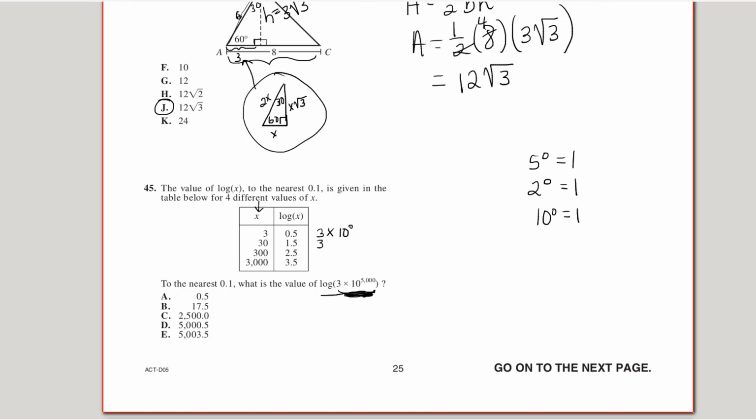I can rewrite 30 as 3 times 10 to the first, rewrite 300 as 3 times 10 squared, 3,000 as 3 times 10 to the third. Do we see a pattern yet? Well, if you'll notice, what the 10 was raised to corresponds to the value in front of the 0.5. We've got 3 times 10 squared is 2.5. 3 times 10 to the third is 3.5. So it should make sense that 3 times 10 to the 5,000 is equal to 5,000.5. That would match with the pattern, and that is answer choice D.